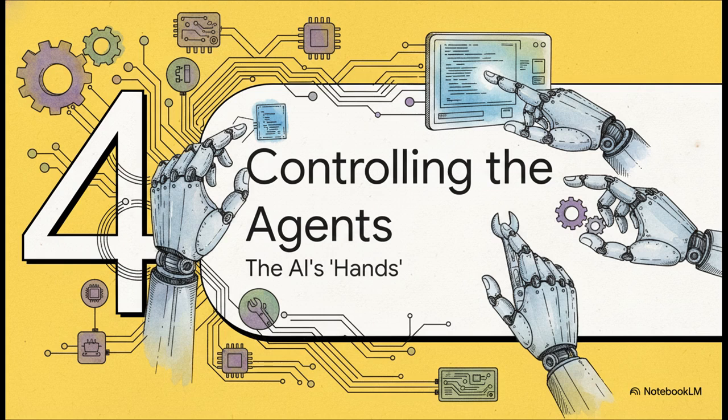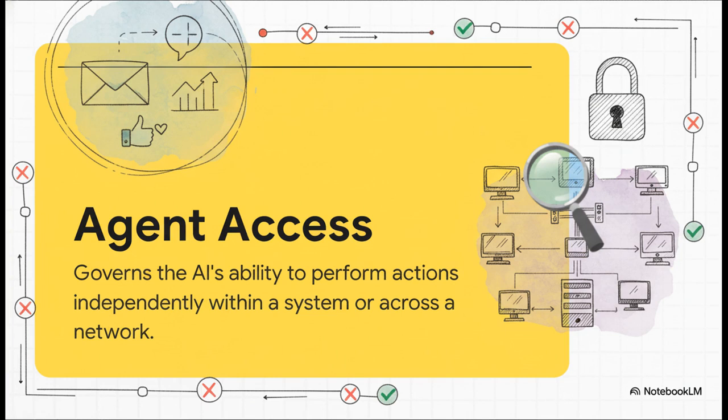So far, we've protected the AI's brain and its library. But modern AIs don't just sit around and think. They do things. They take action in the world. And these actions are carried out by what we call agents. So if the model is the brain, then the agents are the AI's hands. Agent access is all about permissions. It's not about what the AI knows, it's about what it's allowed to do.